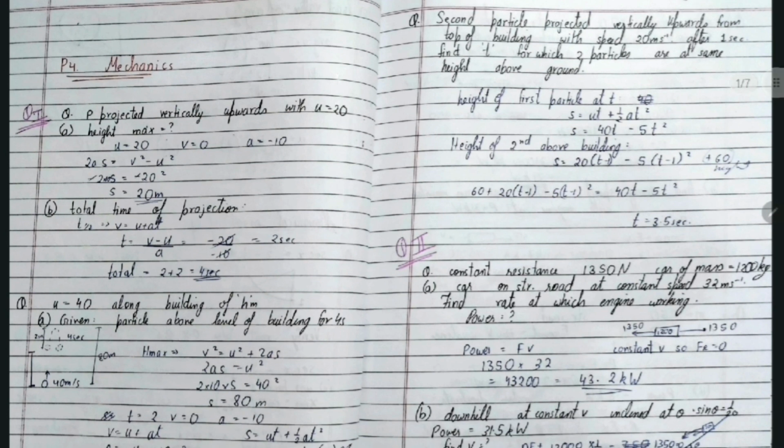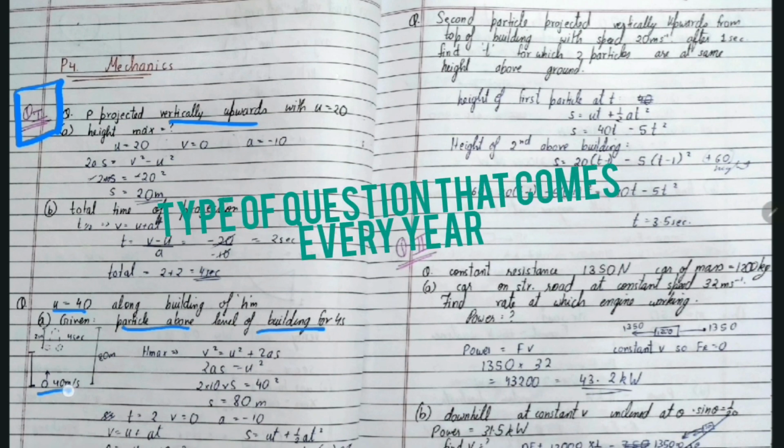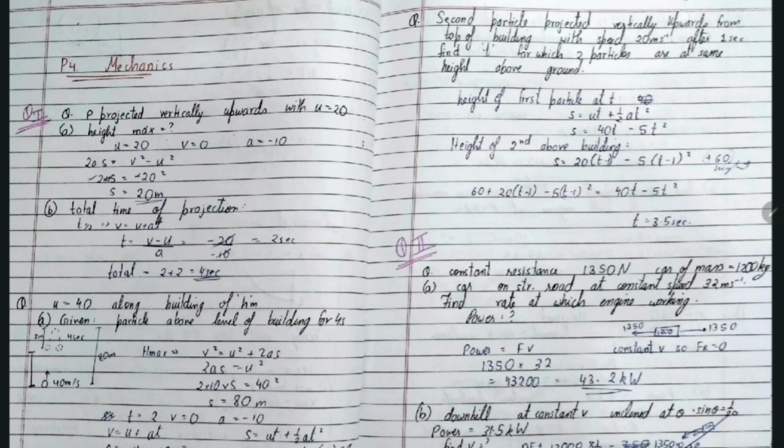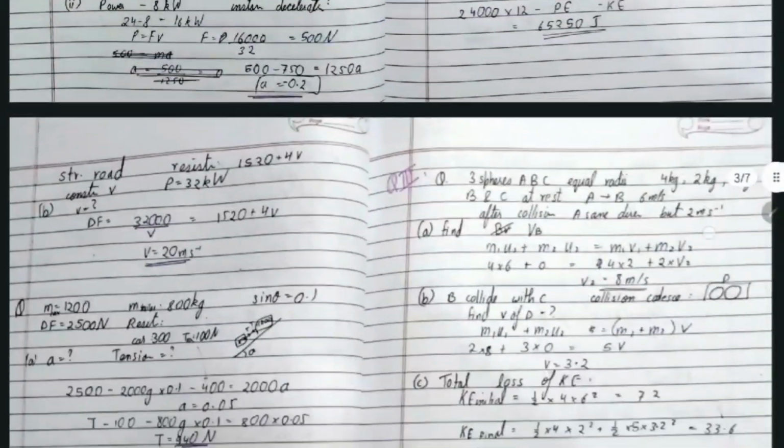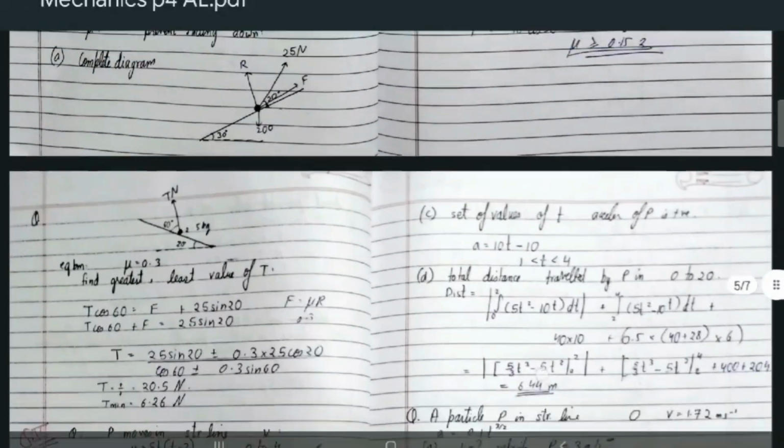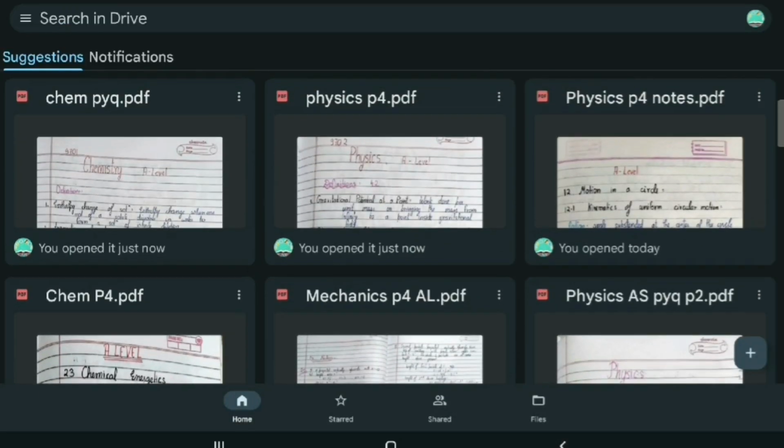Like for mechanics, I divided them into 6 parts, types of question. So here, vertically upwards, this was the main type of question that comes every year. So if this type of question comes, that's how I'm supposed to go through. These are the equations I'm supposed to use. Another was resistive forces. So like that you can go through.